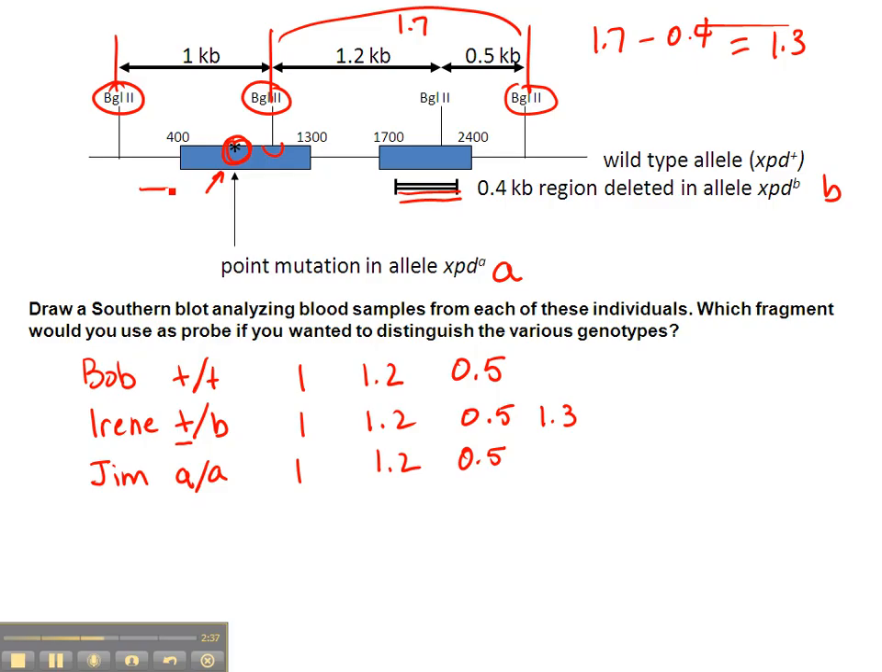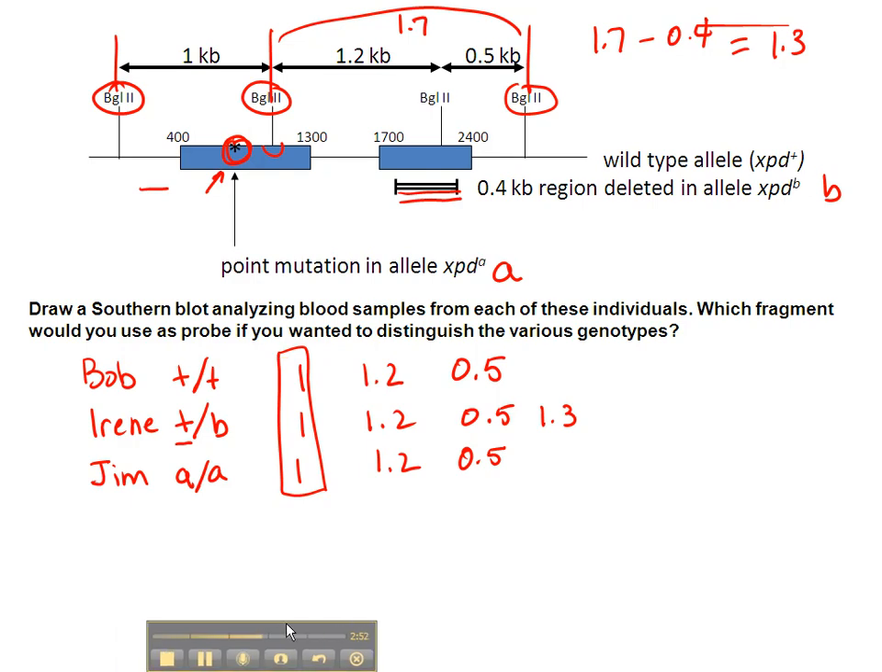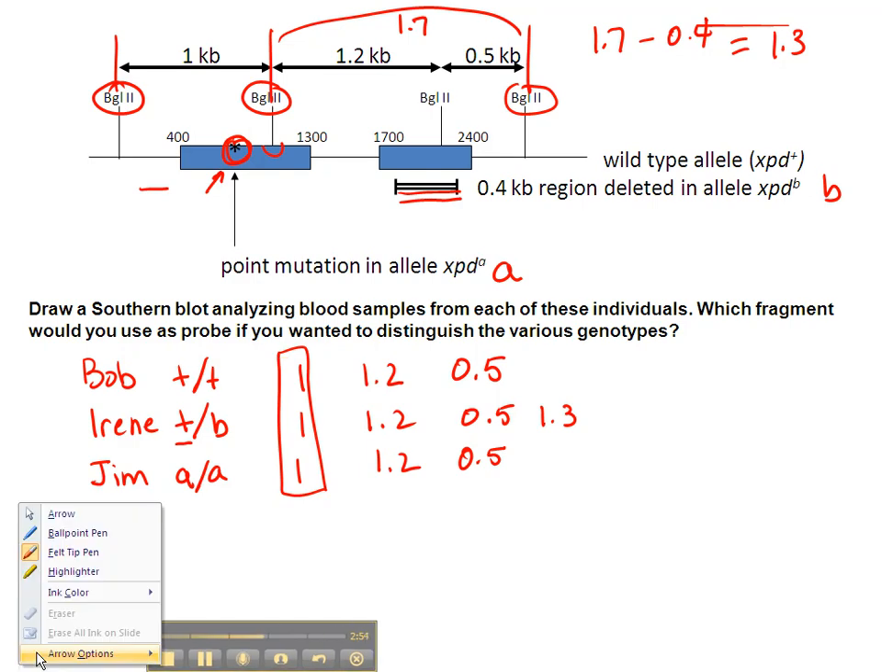So suppose we just put the probe at the beginning of the sequence here in the 1 kb region. If we did that, it's going to hybridize to the 1 kb fragment that's present in all 3 individuals. So that's not going to be helping us to tell the difference between these individuals. So let's consider some other possible locations for our probe.